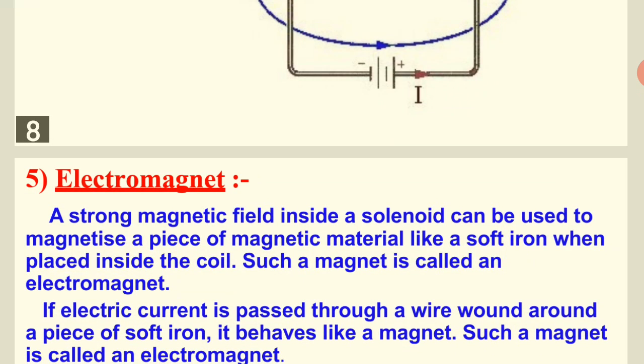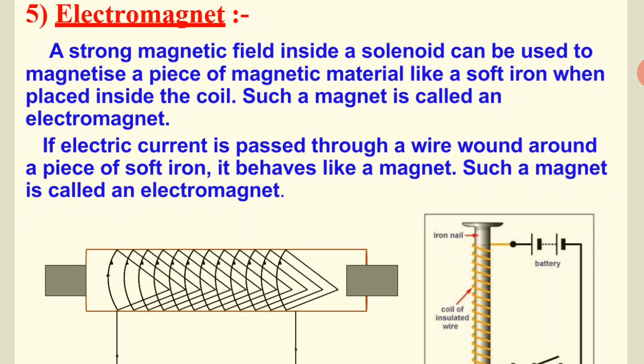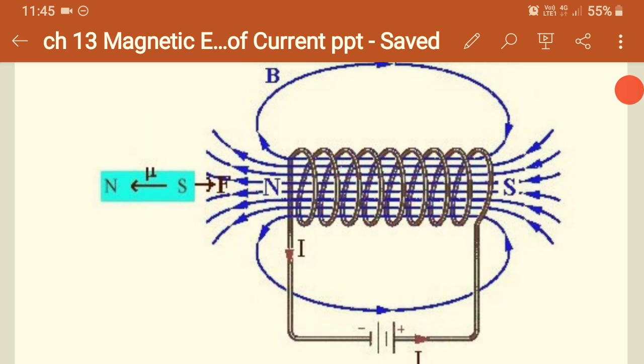So with the help of this strong magnetic field, we can make a strong electromagnet as well. Why can we make an electromagnet? Because the strength of magnetic field will depend upon the number of turns, we have done it previously, and it also depends on the amount of current flowing through it. So by increasing the current or by increasing the number of turns, we can increase as well as decrease the strength of magnetic field around the solenoid.